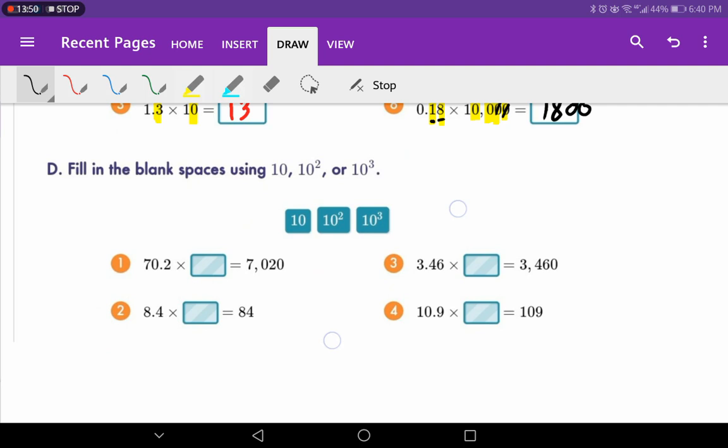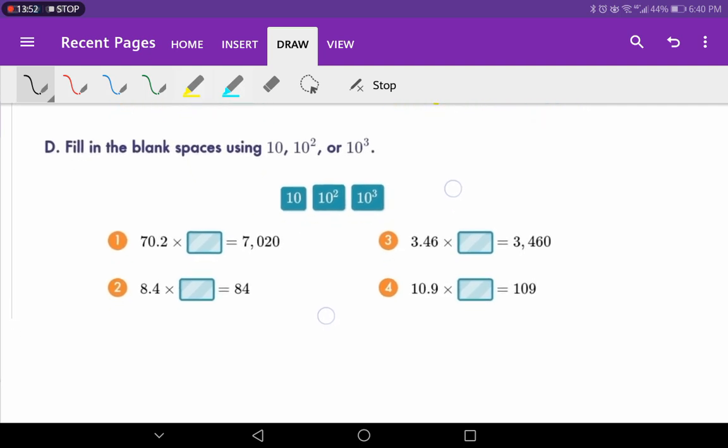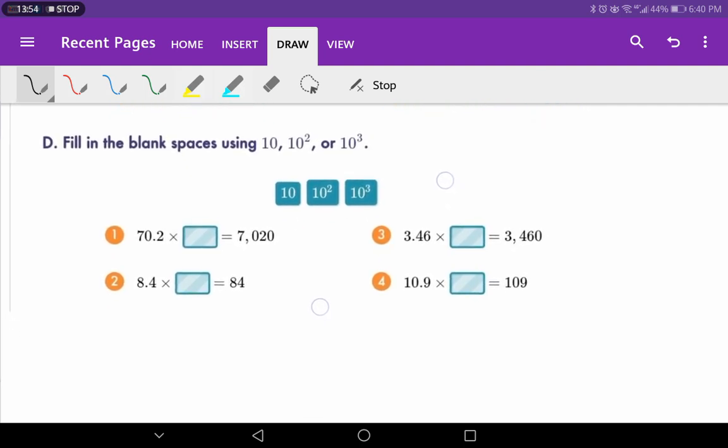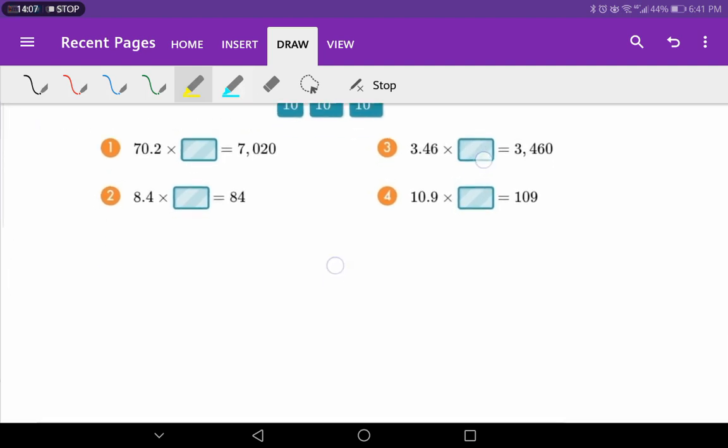Okay, fill in the blank space using 10, 100, 1000. Teacher, why are you reading like this? It is 10 with power 2, yes. 10 with power 2 is equal to 100. 10 with power 3 is equal to 1000. Let's go.